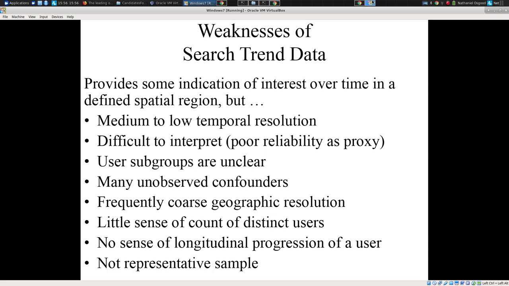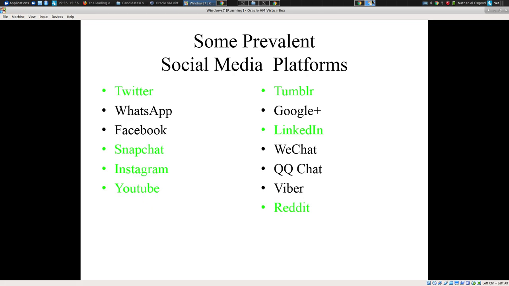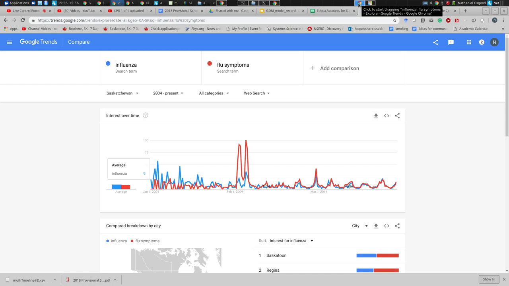Often it's coarse geographic resolution. We can't make out neighborhoods, et cetera. And no ability to recognize distinct users or progression of users. And of course, it's not a representative sample. That being said, that last one, there's very widespread use of these sort of search engines. And so it's a broad segment of society that's engaged in searching. It's just regrettable that we can't get a handle on what are some of the concerns more specifically, for example, in lower income individuals or from the north of our province, et cetera.